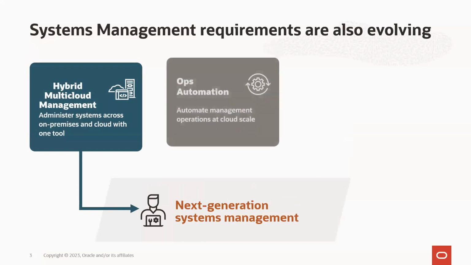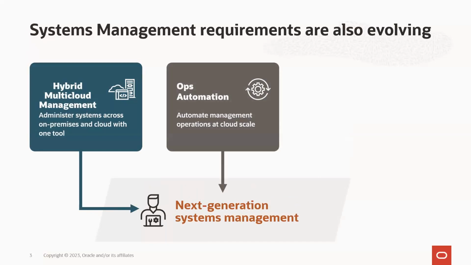Second is ops automation. We need to enhance automation to allow for faster problem resolution, better compliance, and security. It's difficult to operate at cloud speed if you have to perform a lot of manual operations. The more you can automate your operations, the better the quality of service you can provide.